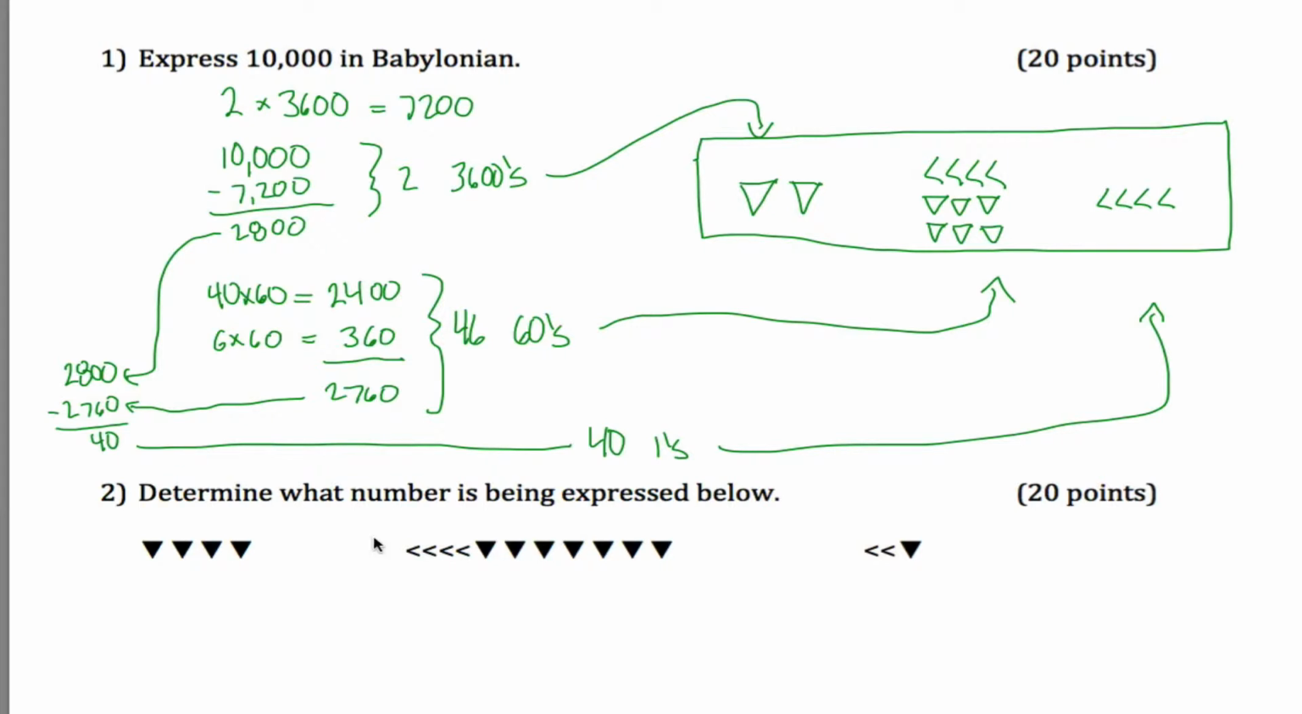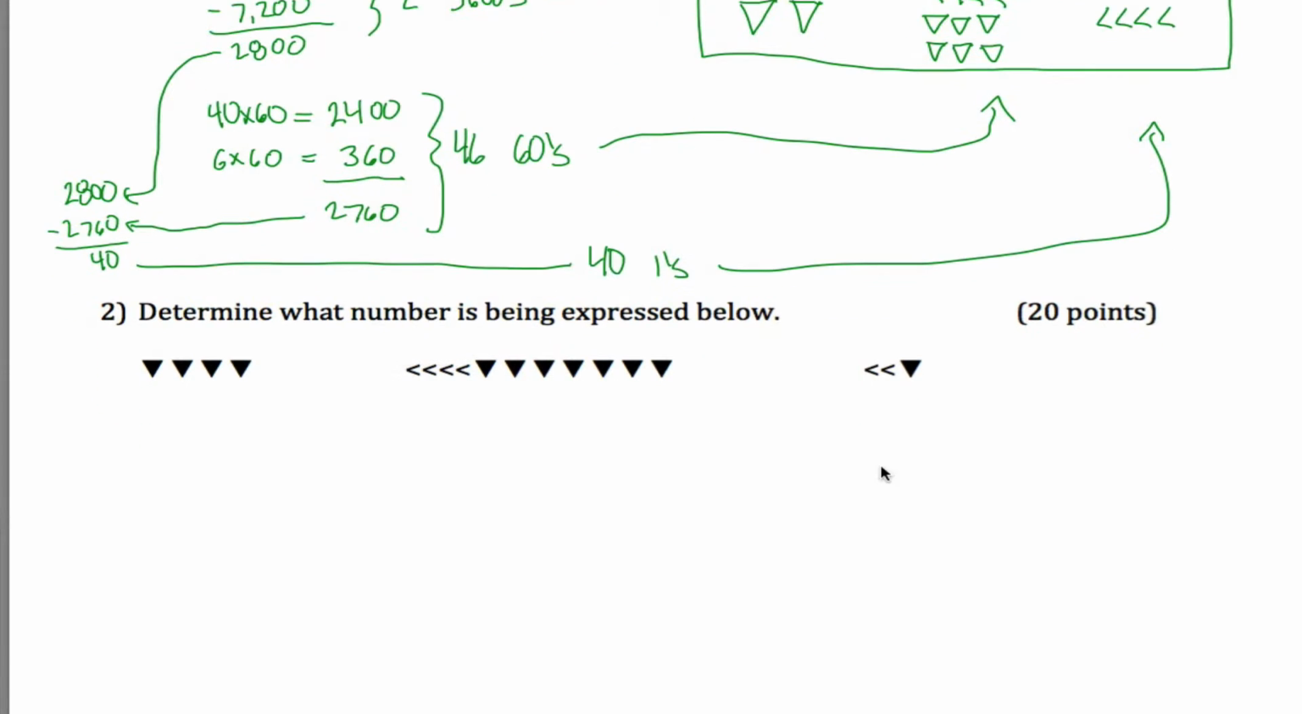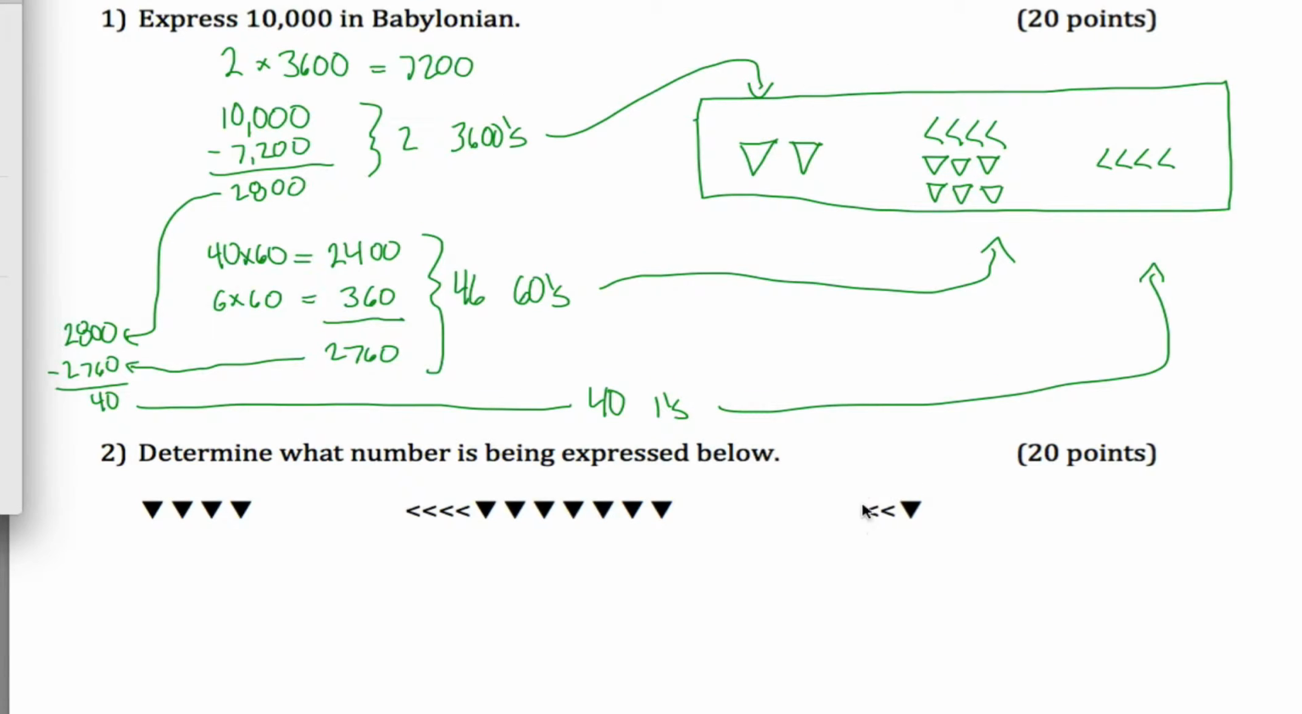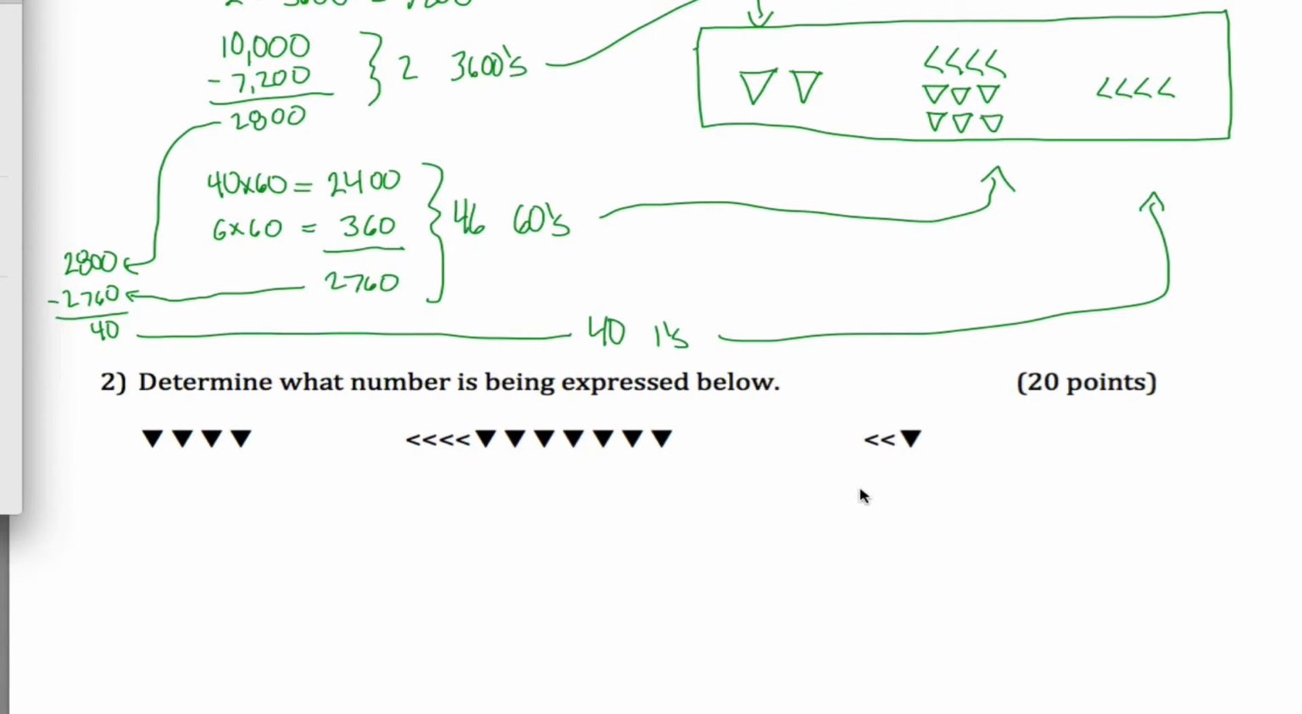Okay, and then you're asked to go backwards, so determine what number is being expressed below. I think these are easier. Maybe I should have made this 1 and this 2, but what are you going to do? So same basic idea. These are 1s, these are 60s, these are 3,600s. So how many do you have here? I got 21 1s here, which counts for 21.